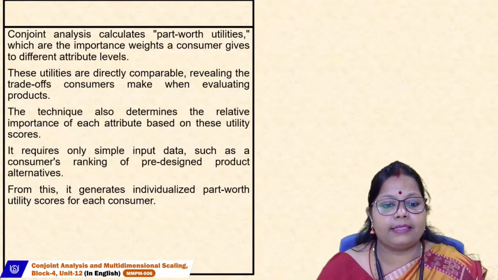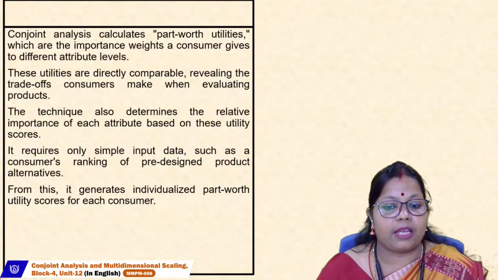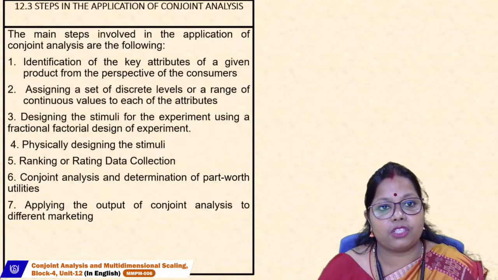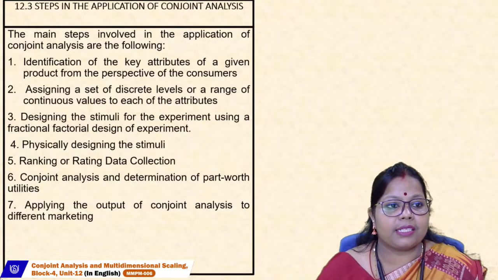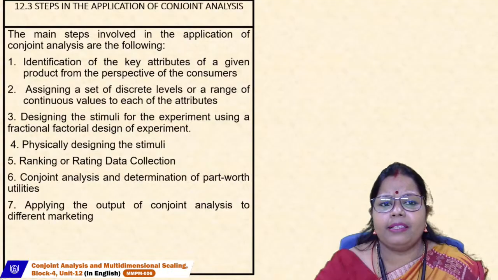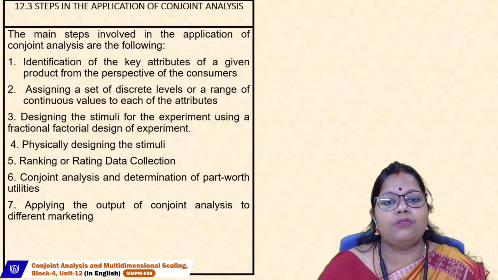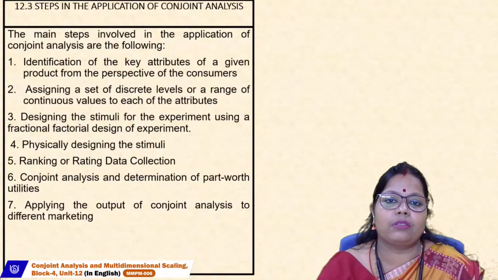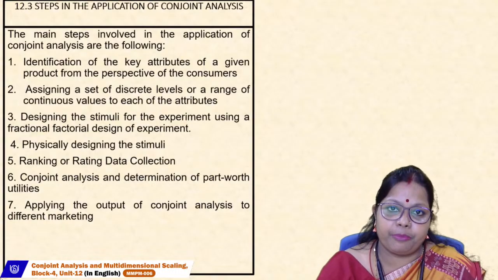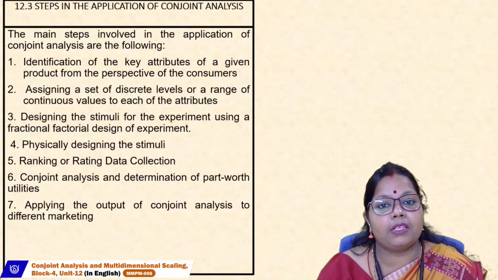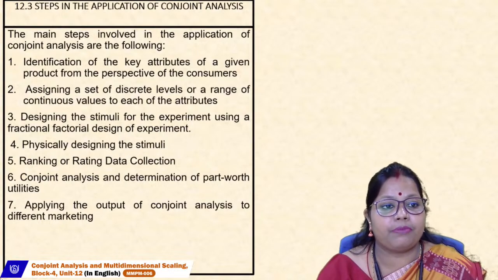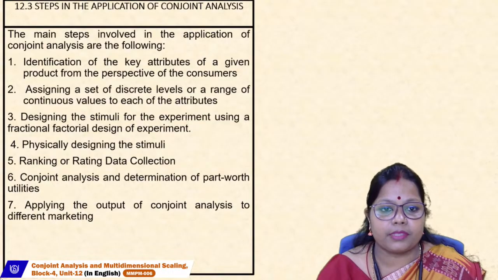So from this, it generates individualized part-worth utility scores for the consumers. In the application of conjoint analysis, we are identifying the key attributes. We are giving importance to the attributes of the consumer. First, in conjoint analysis, we are identifying the key attributes of a given product from the perspective of consumers.